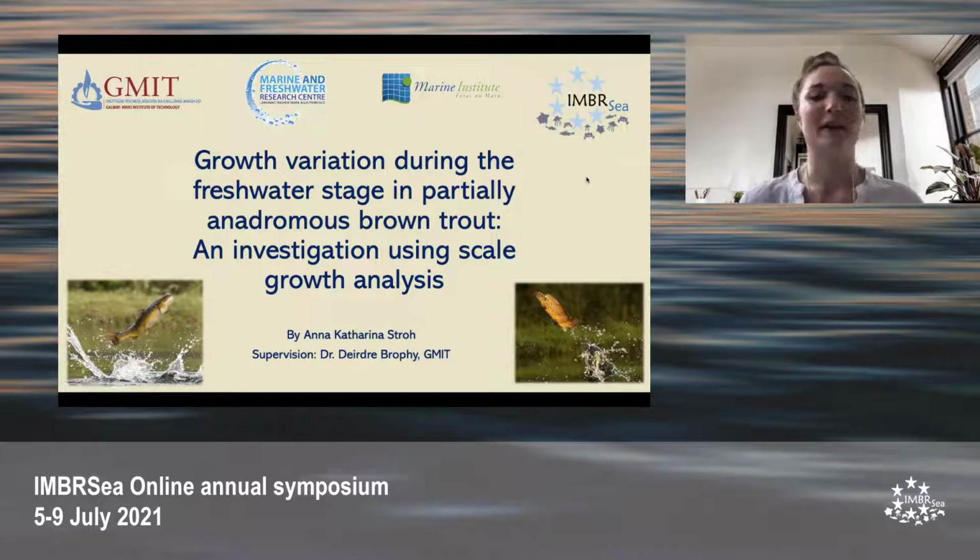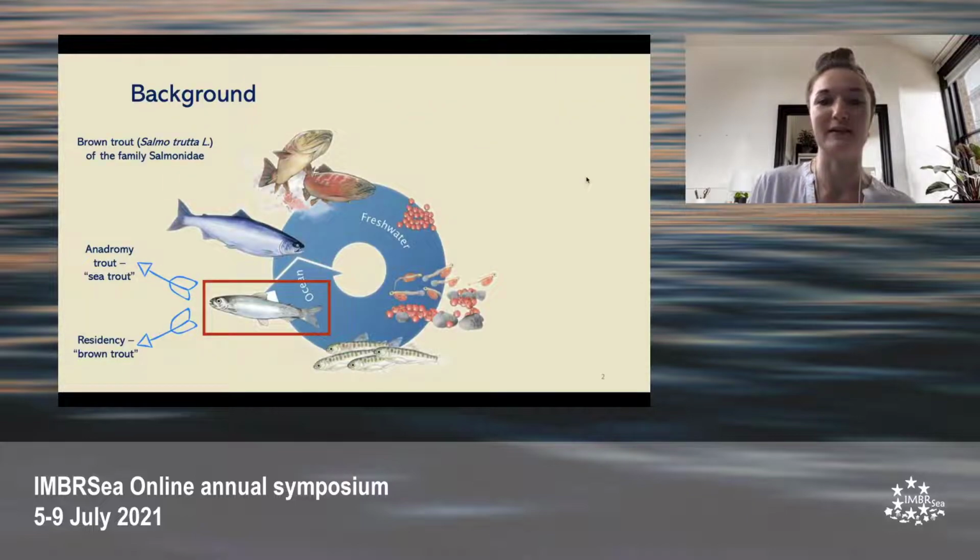Hello, everybody. I'm going to introduce you to the brown trout, of which I'm assessing the freshwater growth stage using scale growth analysis. I'm, as already introduced, Katharina Stroh, and I have been supervised by Dr. Deirdre Brophy from the GMIT in Ireland.